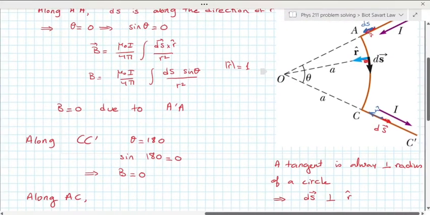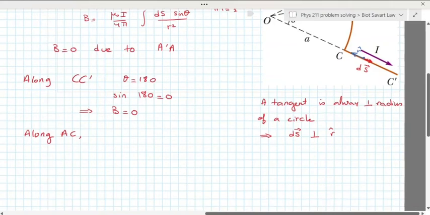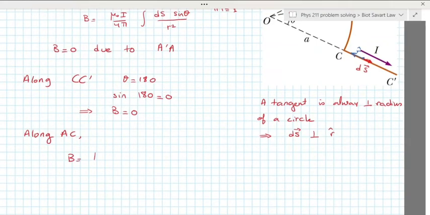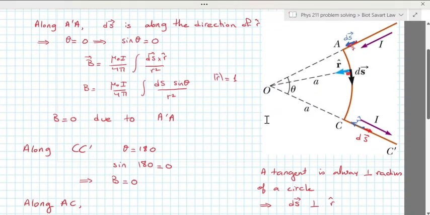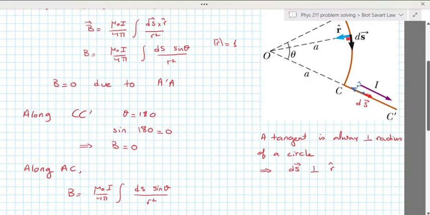So if I write down the Biot Savart law, B, which is mu 0 I over 4 pi integral of ds sine theta over r squared, will reduce to mu 0 I over 4 pi integral of ds over r squared, with sine theta equal to sine 90, which is equal to 1 for all locations along the arc AC. We can also note something else.